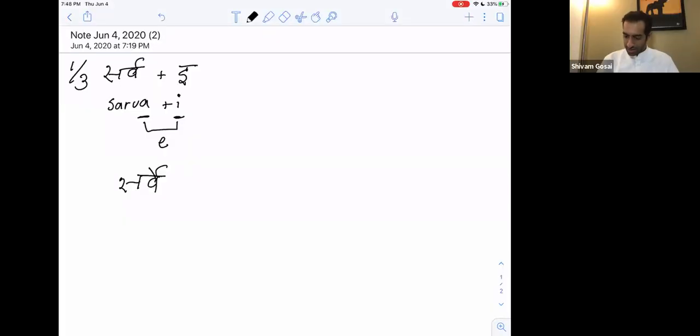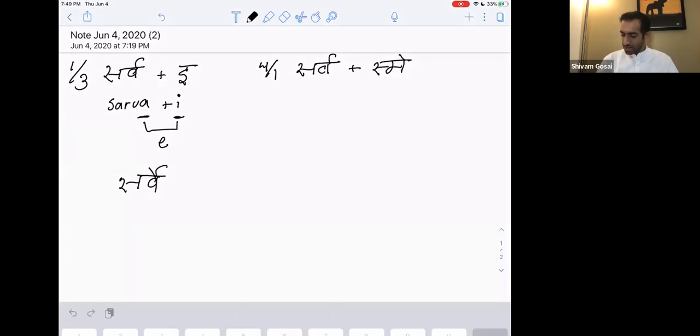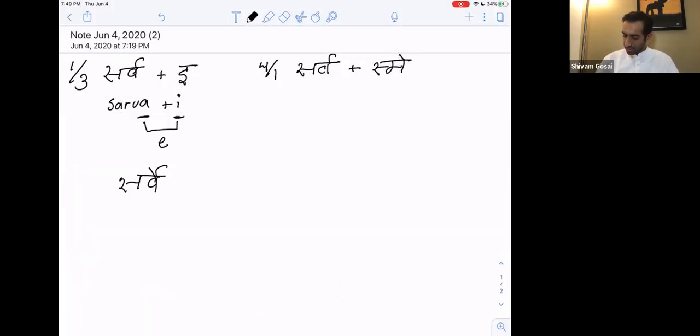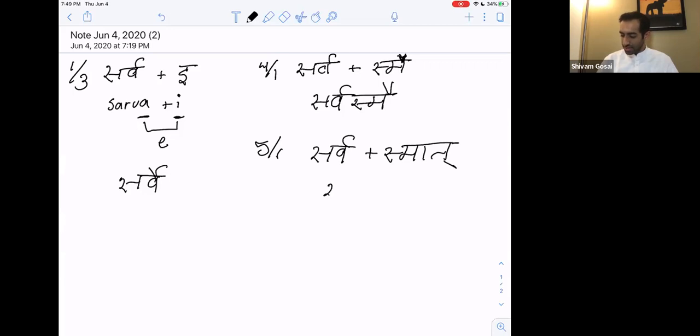Okay, so let's look at 4-1. So we have Sarva, and we add Smai. Sarva plus Smai becomes, we just add it together. Just simple addition. So this should be Sarvasmai. Then 5-1, Sarva plus Smat becomes, we just add it together, Sarvasmat.